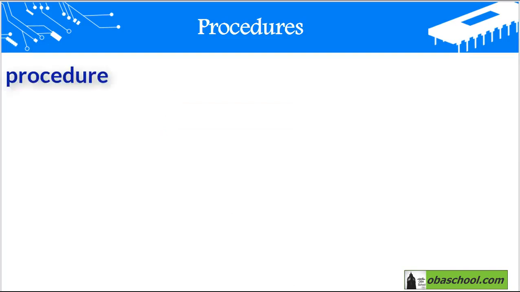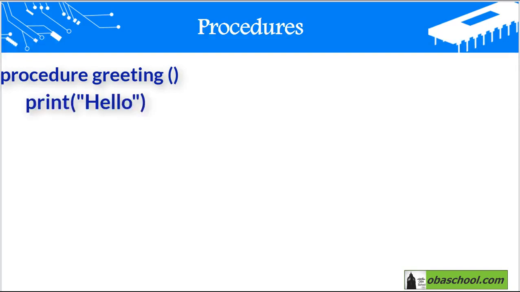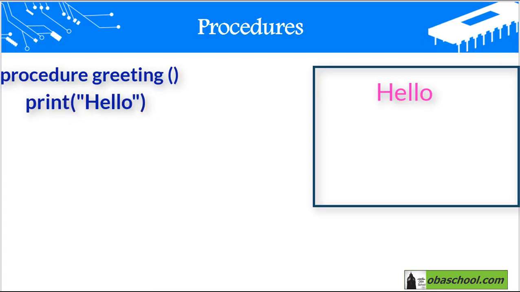First, we put procedure, and we put beside it the variable that is going to be used in the program to call the procedure. Suppose we put greeting and put beside it brackets. When we enter the procedure, we put print and between brackets and quotations, hello. So hello will be shown to the user.